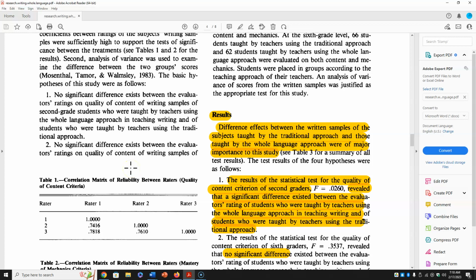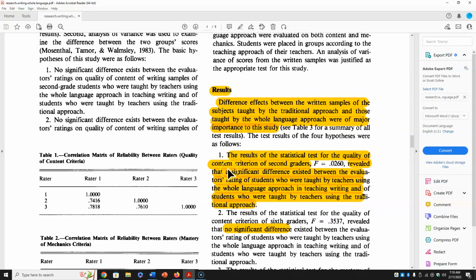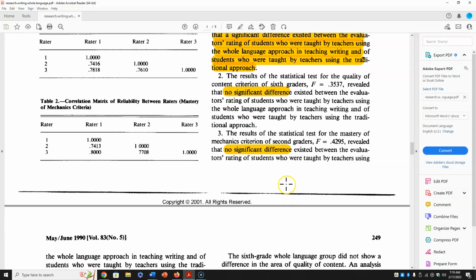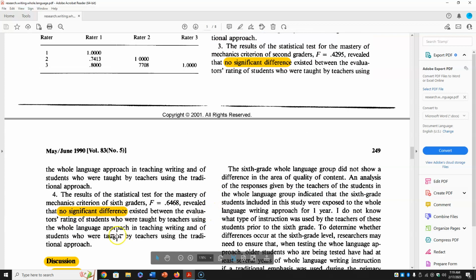All right. Whole year, she collected a writing sample, and that sample was sent off to evaluators who evaluated both the content and the writing mechanics. The results of the statistical test for the quality of the content of second graders revealed a significant difference in favor of the whole language over traditional. So in terms of quality for second grade, favored whole language. Mechanics, no difference for second graders. Quality for sixth graders, no significant difference. And mechanics for sixth graders, no difference.